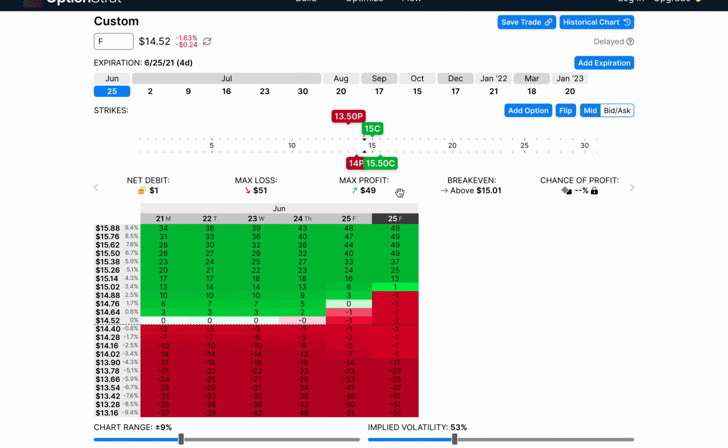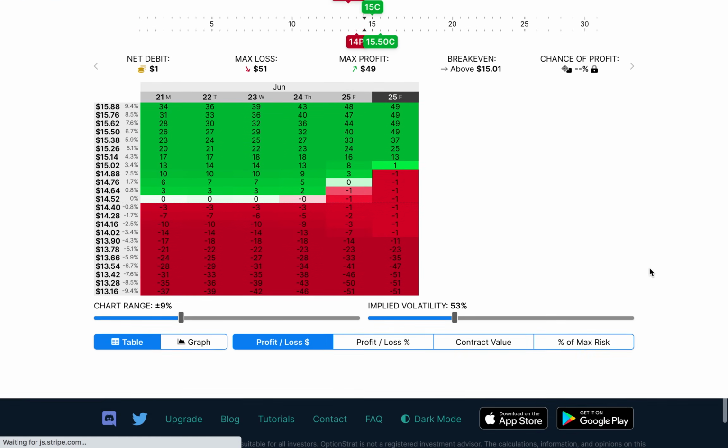Max profit is $49. Gives us our break even. If on the expiration we're at 1501, we break even. Above that, we make money. Below that, we're going to lose some money. Now, chance of profit and a couple of other things are locked. I believe you need to upgrade for those.